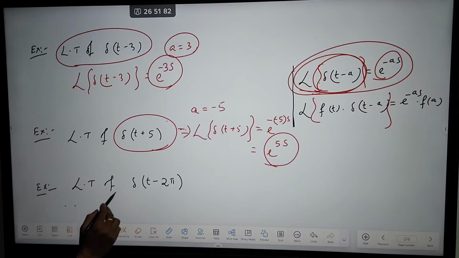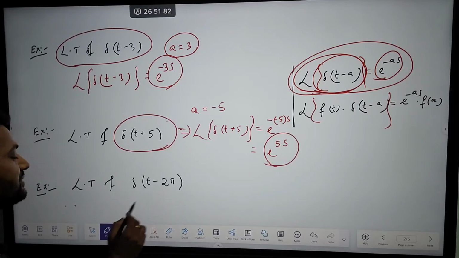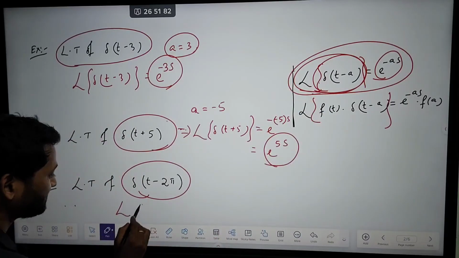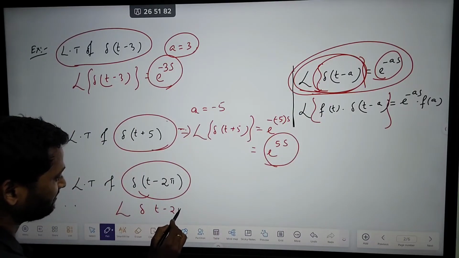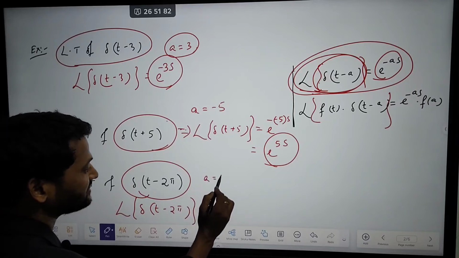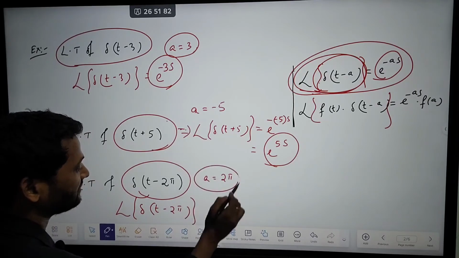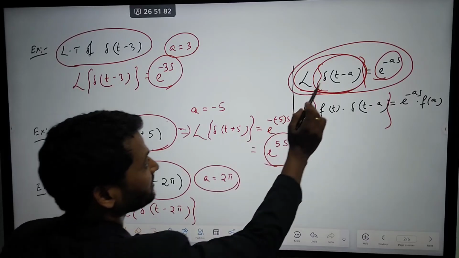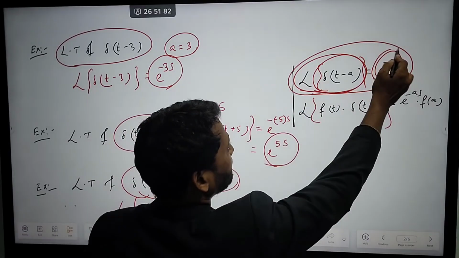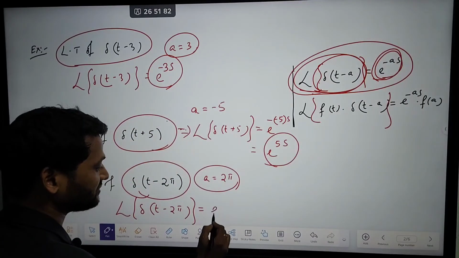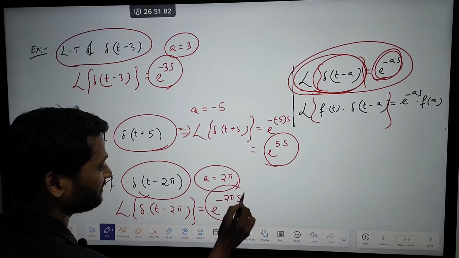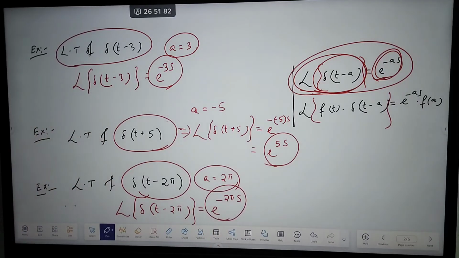थर्ड क्वेश्चन इज लैप्लेस ट्रांसफॉर्मेशन ऑफ डेल t minus 2 pi. सेम थिंग, इसके साथ कंपेयर करो. मतलब लैप्लेस ऑफ डेल t minus 2 pi. हियर व्हाट इज a, क्या है 2 pi. कंपेयर करो t minus 2 pi, इधर भी t minus a, so a is 2 pi. So as per the formula it will be e to the power minus a, so e to the power minus a कितना है 2 pi s. ये हो गया आपका आंसर. Got it?